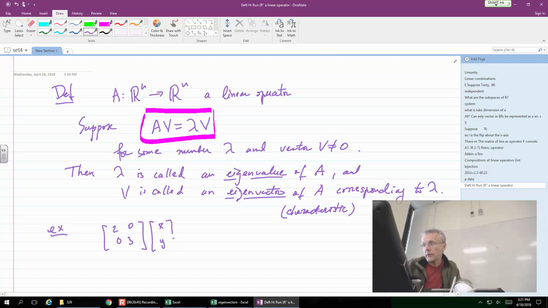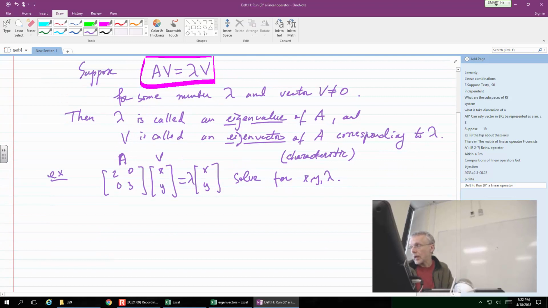So (x, y) is my vector V, this is my matrix A, and A times V is equal to lambda, which is unknown, times (x, y). So we need to solve for x, y, and lambda, pretty much. My matrix times V, and we need to find out whether or not this is satisfied. It's really not complicated because the matrix is diagonal. So I have 2x equal to lambda x, and 3y equal to lambda y. In that case, I end up with a system of linear equations, a simple one at that.